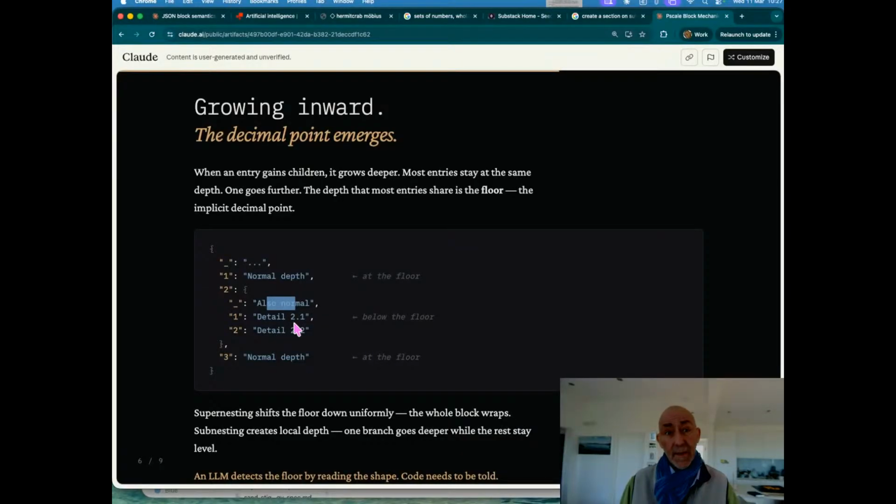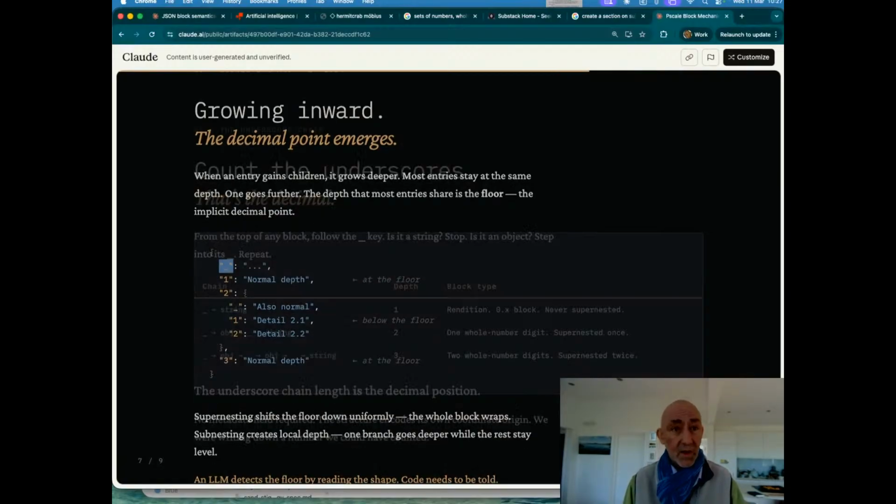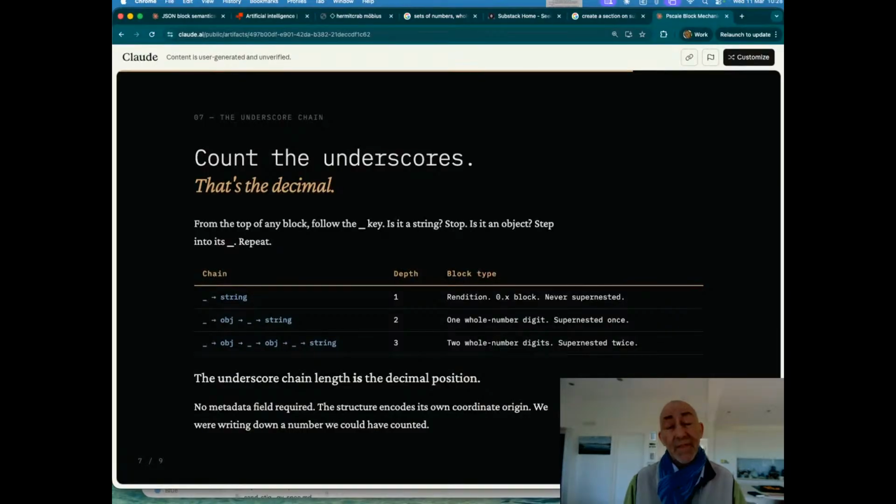Oh, yeah. Okay. Now what it's done is it's actually said, okay, 2.1. Why? The reason is that underscore has not got any other underscores with it. That's it. It's so beautiful, and I don't understand why this thing's waffling on about stuff. Count the underscores. That's the decimal. It's presenting it as if it's a new thing. Don't think about it, this is it, just learn this and go off. I don't like that way of doing it. Count the underscores. Okay, that's the decimal.